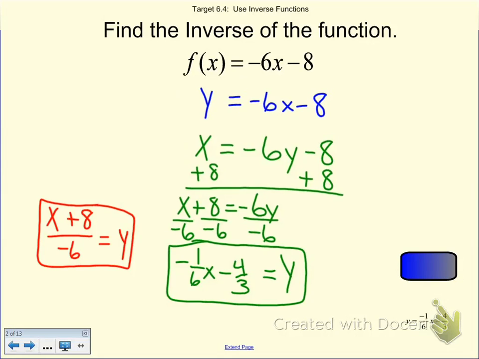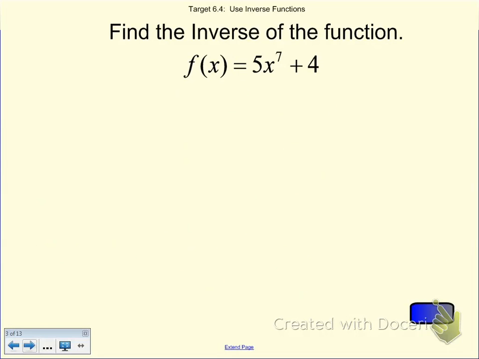Okay, next problem. Same type of problem. Find the inverse of this function. F of x equals 5x to the 7th plus 4. So pause, try the problem. Here is your answer, the 7th root of x minus 4 over 5. So if you got that, continue on to the next problem. If you did not, here we go.